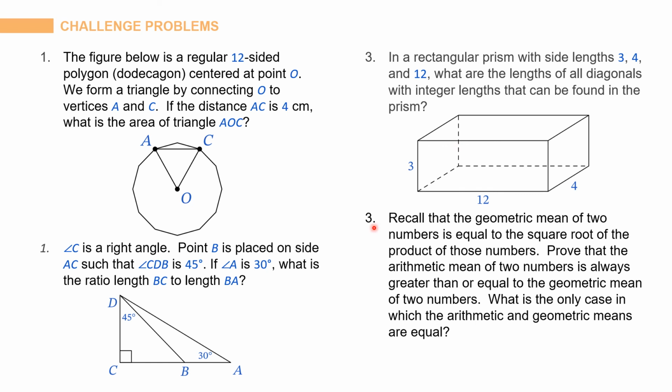And finally, question 4. Recall that the geometric mean of 2 numbers is equal to the square root of the product of those numbers. Prove that the arithmetic mean of 2 numbers is always greater than or equal to the geometric mean of 2 numbers. And then, what is the only case in which the arithmetic and geometric means are equal to one another?